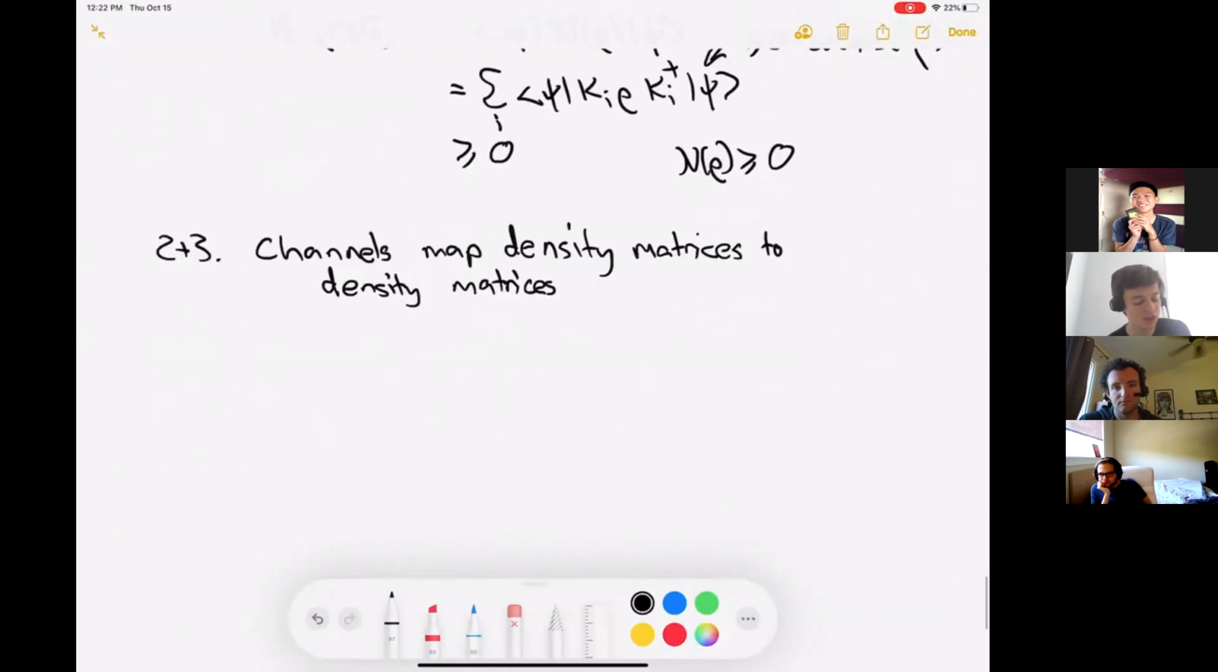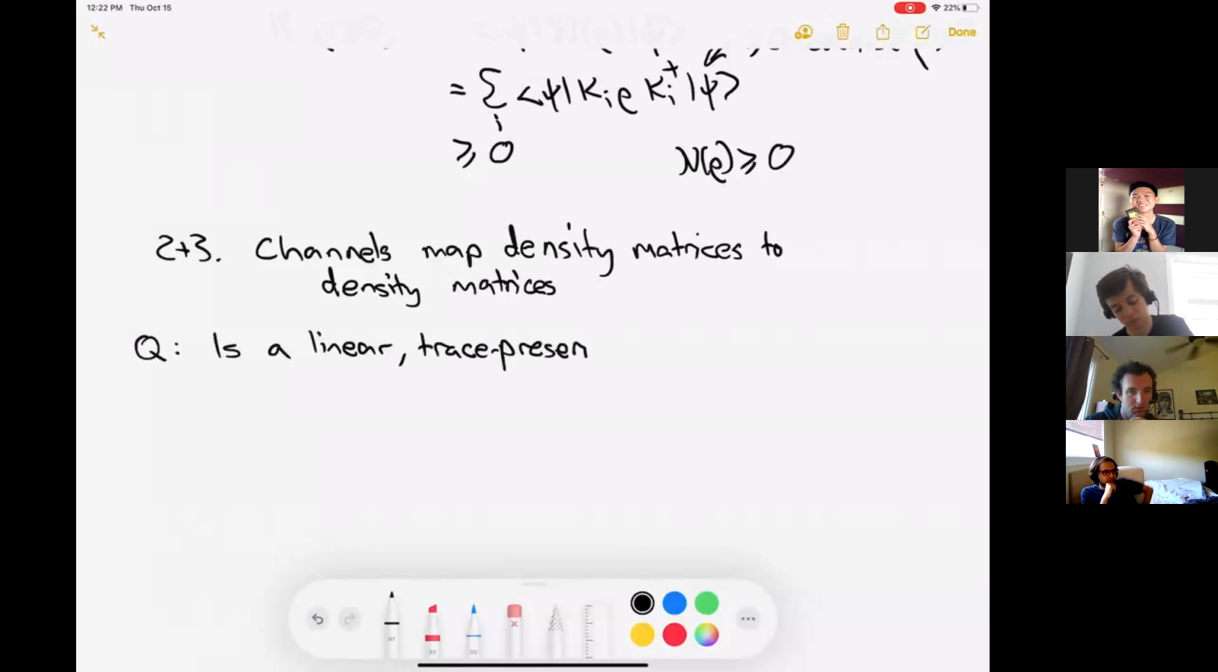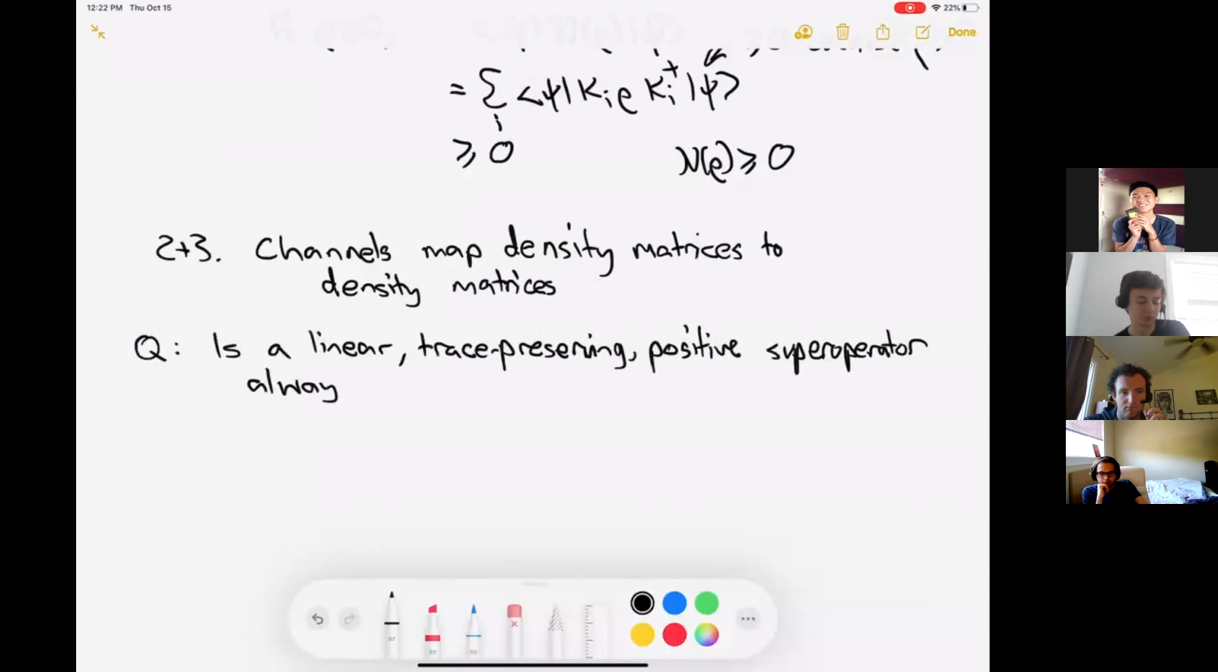So a very natural question you might ask is: is a linear, trace preserving, positive superoperator always a channel? Anyone want to guess an answer for this?